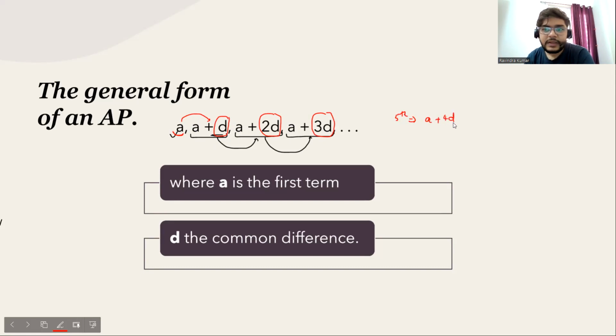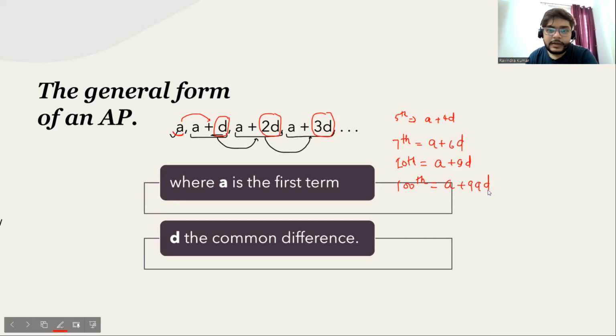It is simple. Okay, calculate the seventh term. So it is A plus 6D. Calculate the 10th term. So it will be A plus 9D. Calculate the 100th term. So it will be A plus 99D. Got it? It is easy.